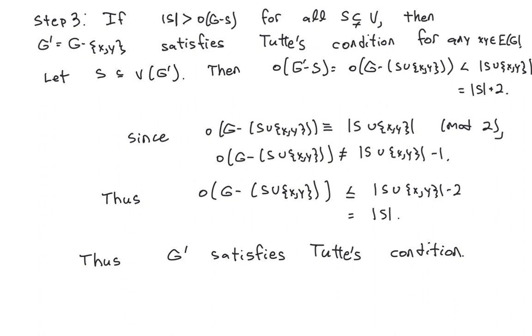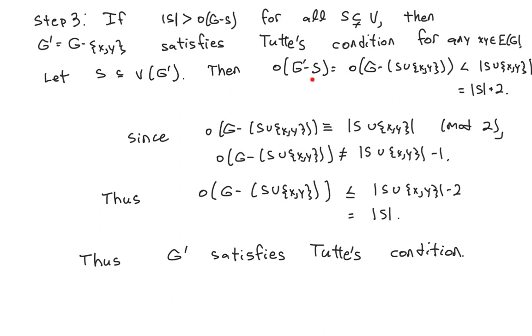So now we're in step 3. We're going to assume that Tutte's condition is satisfied with strict inequality for all non-proper subsets. Then the claim is that for any edge in the graph, removing the endpoints of that edge gives you a new graph that still satisfies Tutte's condition.